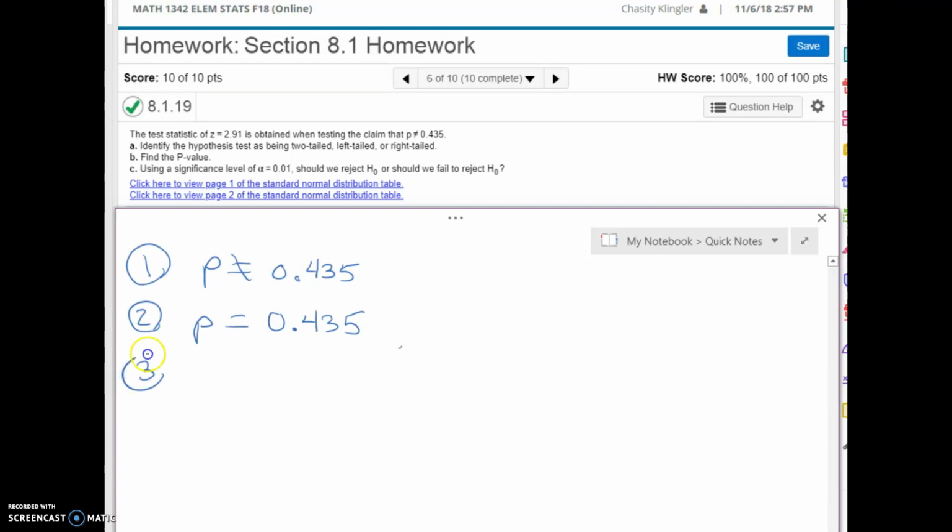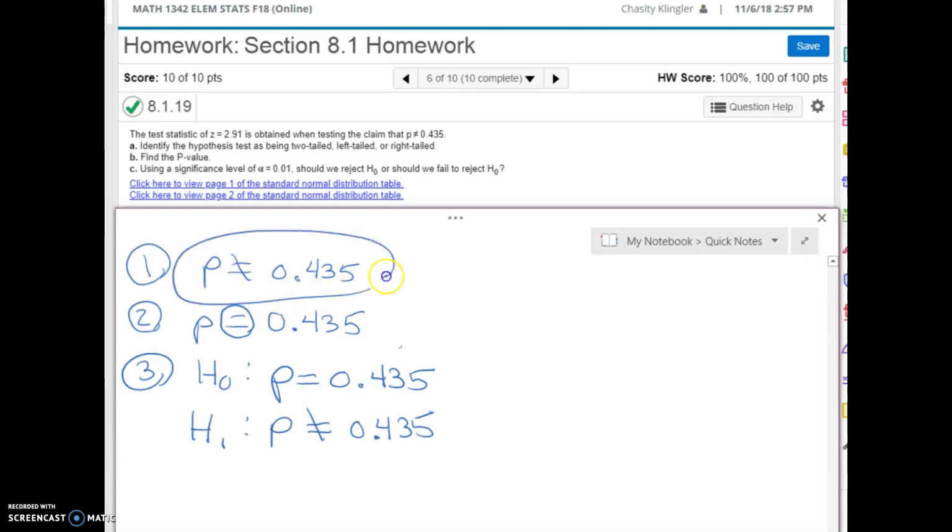So when you go to step 3, which is write the null hypothesis, the null hypothesis is always the one with your equals. And then your alternative hypothesis is the not equals or the less than or greater than. And then you're going to want to put a little star by your original claim. So this time our alternative is our original claim.